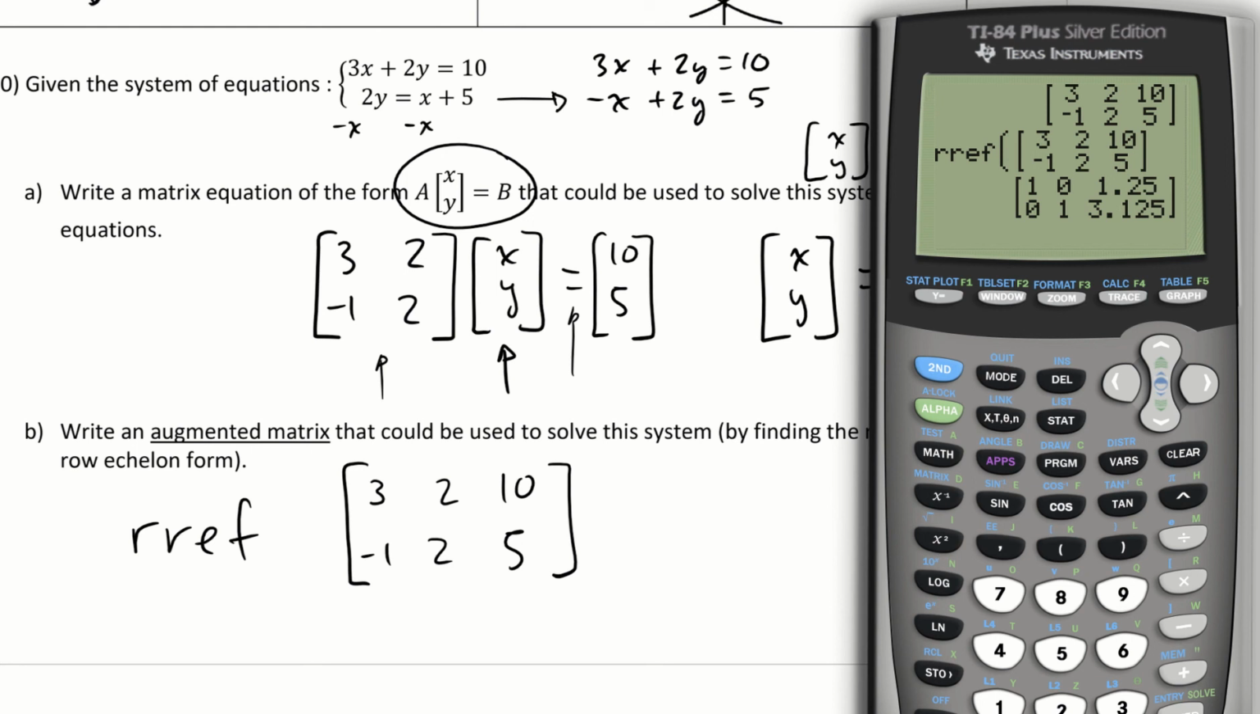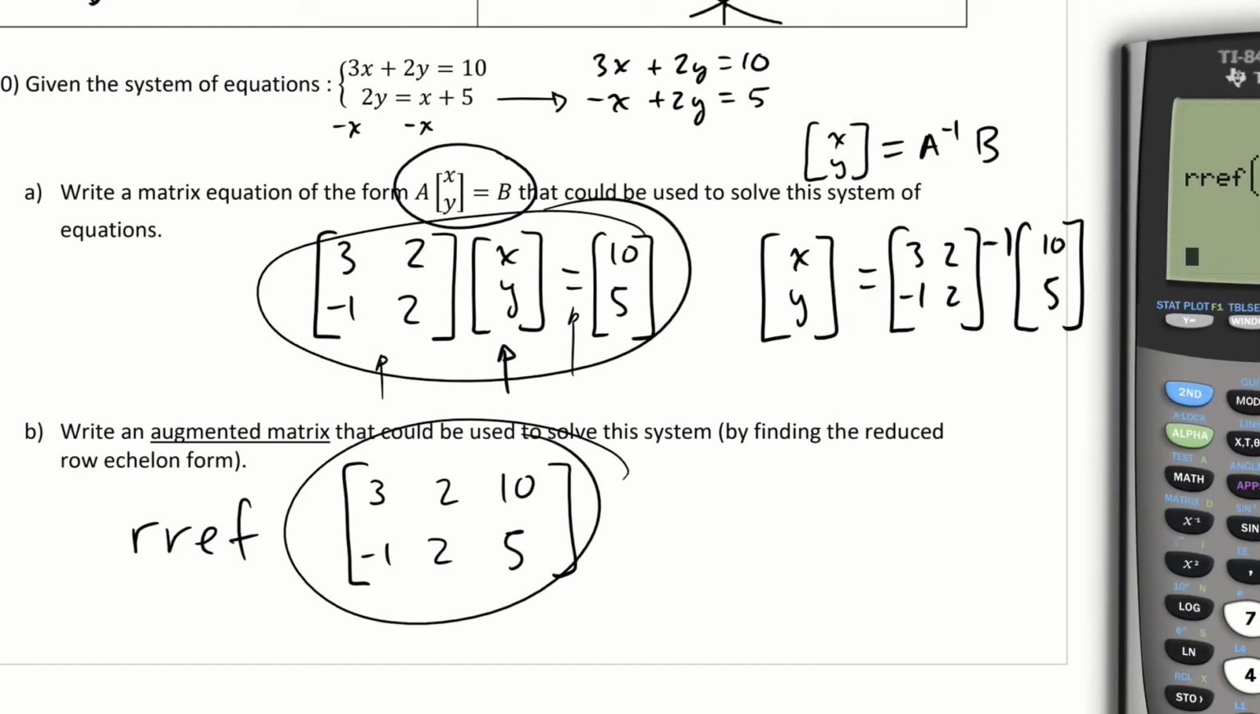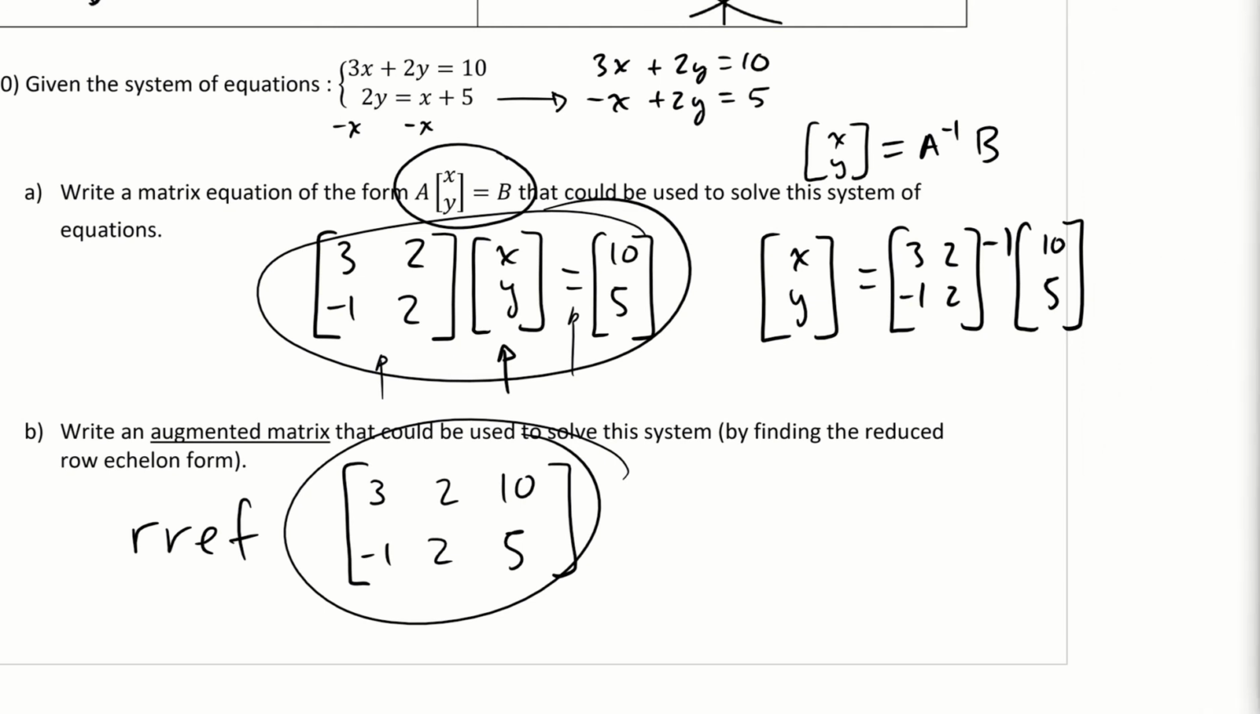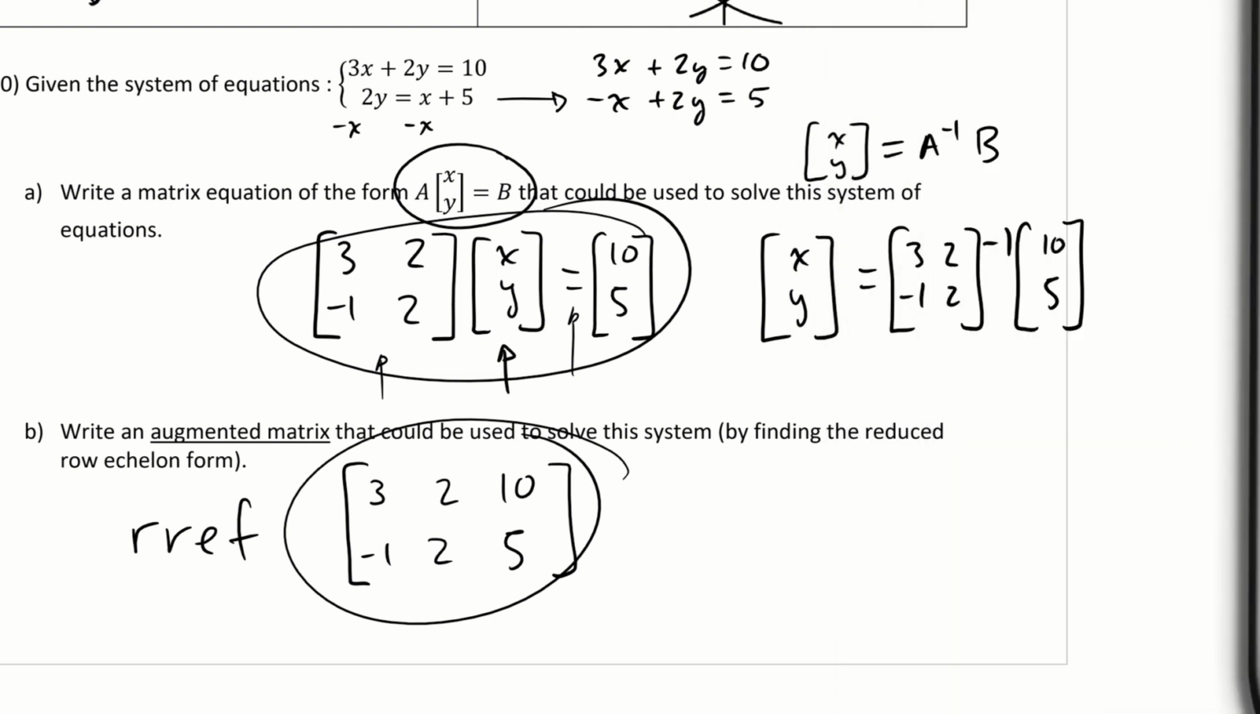So not only did we write the equations like these requested, but I also showed you how to solve those by using your calculator. Getting the inverse is pretty straightforward, and transforming to reduced row echelon form is extremely simple using this calculator.